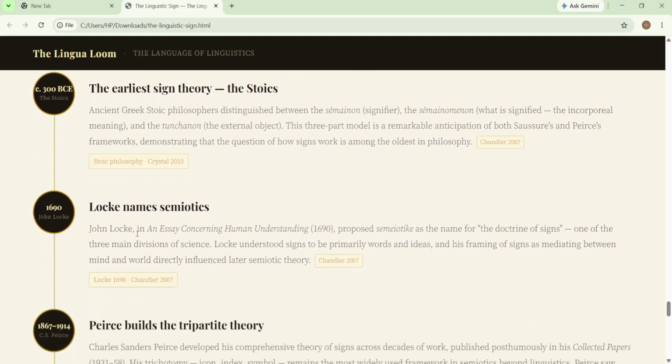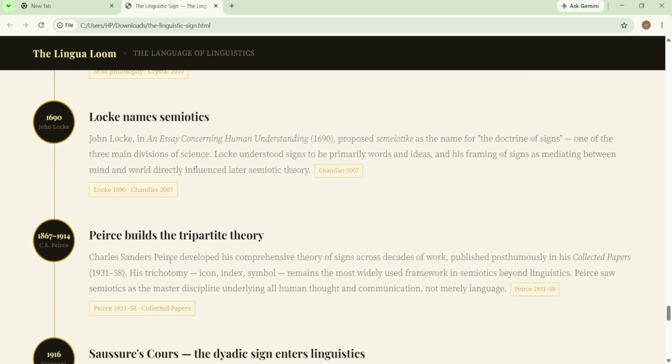Then John Locke, in 1690, named semiotics. In An Essay Concerning Human Understanding, Locke proposed semiotic as the name for the doctrine of signs, one of the three main divisions of science. Locke understood this to be primarily about words and ideas, and his framing of semiotics as mediating between mind and the world directly influenced later semiotic theory. So the next one, Peirce, who built the tripartite theory.